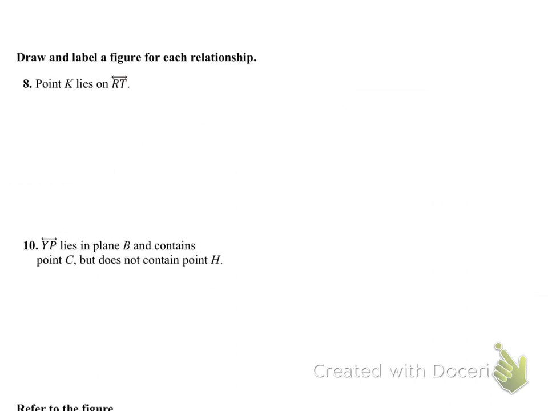So we just have to draw and label here. We're drawing our own figure. For this one, we need to draw something where point K lies on line RT. So I'm just going to draw a line, and I know that this has to be line RT, so I can put this anywhere. I'll just label that K. So this would be point K lies on the line RT.